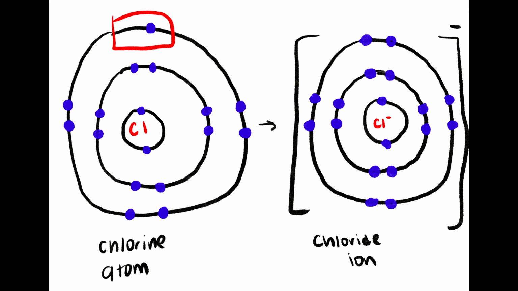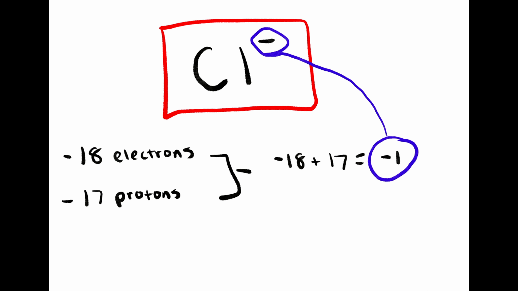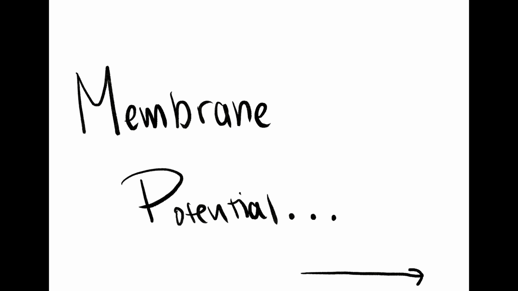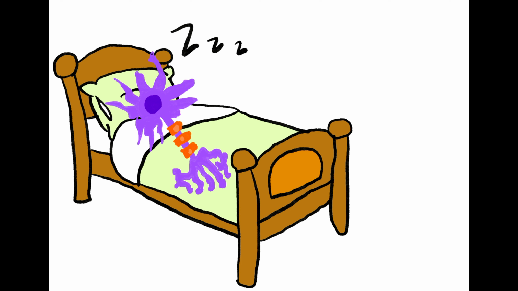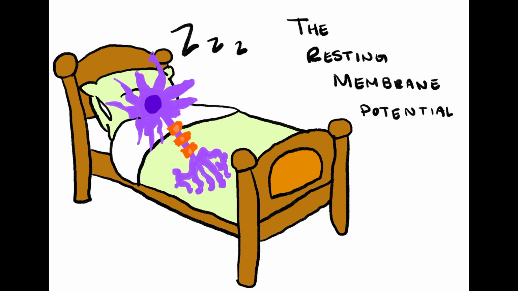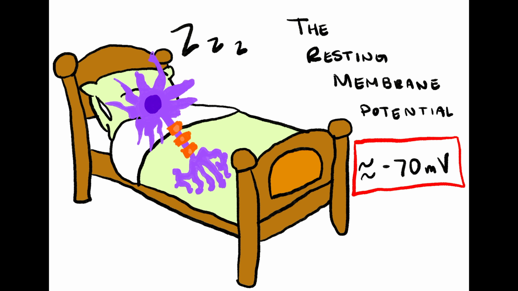Chlorine, on the other hand, gains an electron, making the distribution 18 electrons and 17 protons, so we walk away with a negative 1 charge. The charges and distributions of ions become important when we talk about the membrane potential. The membrane potential is the difference in electrical potential inside the intracellular matrix relative to the extracellular matrix. When a neuron is not excited, or resting, we have something called a resting membrane potential. The resting membrane potential in a neuron is about negative 70 millivolts.